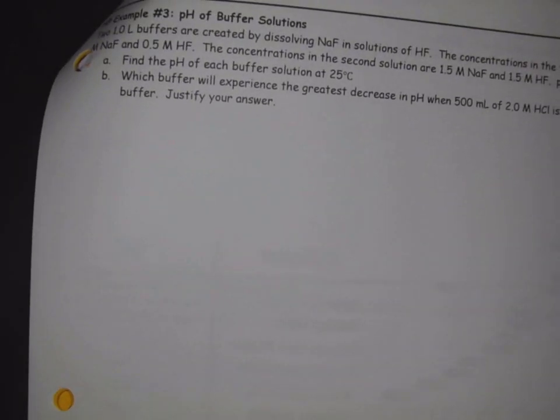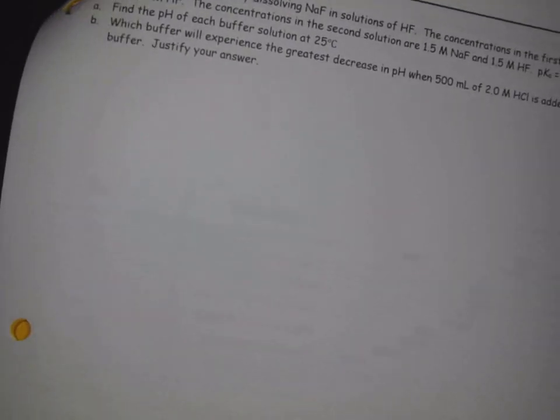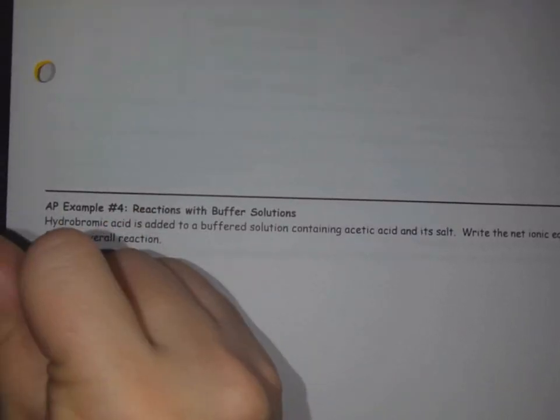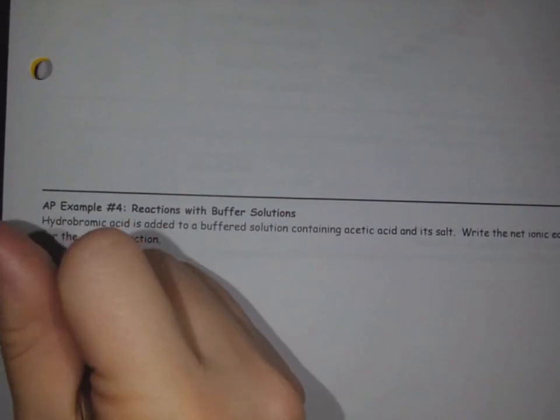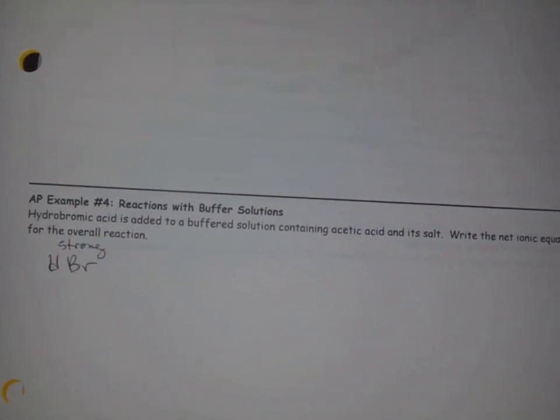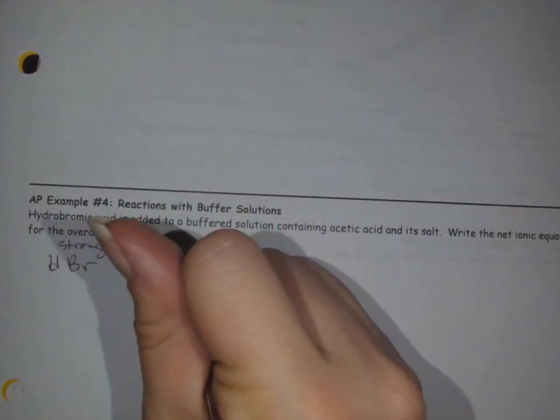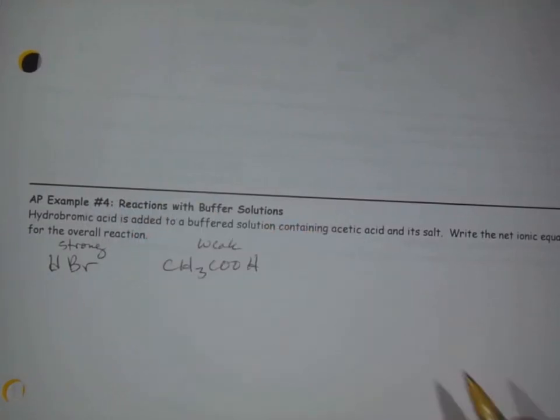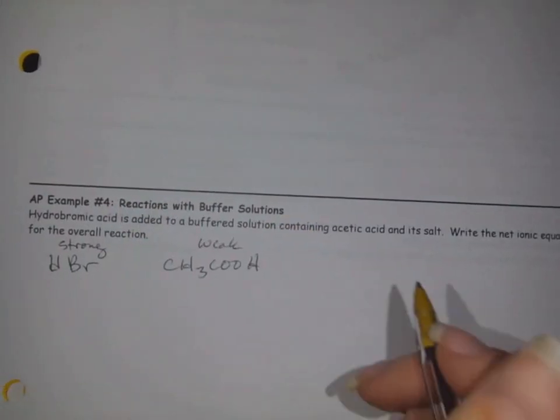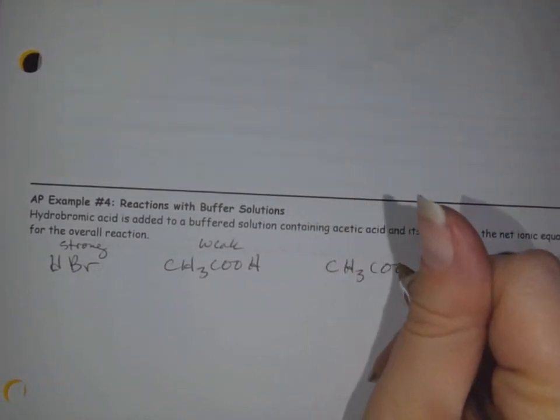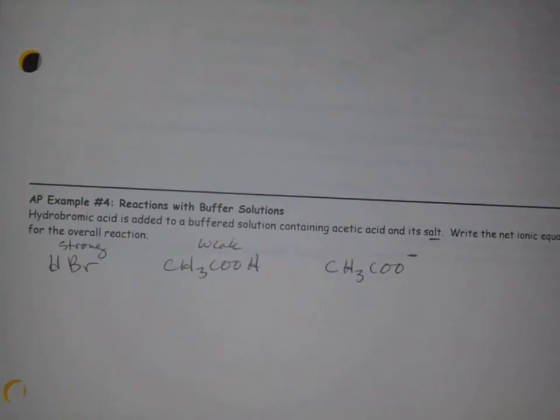And I actually want us, we probably will do number 3 together in class, but let's go down to number 4. So hydrobromic acid, so HBr, which is a strong acid, is added to a buffer solution containing acetic acid, CH3COOH. That's our acetic acid, it's weak. And its salt, or its conjugate base, CH3COO minus, okay? Write the net ionic equation for the overall reaction.